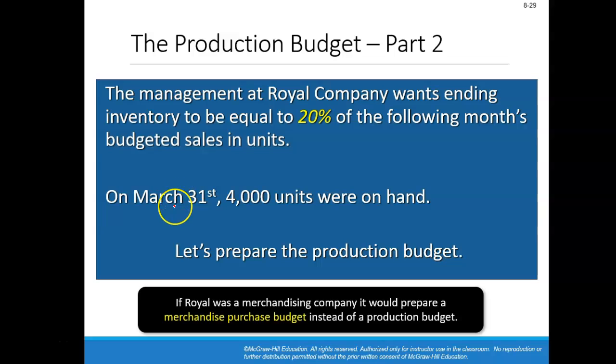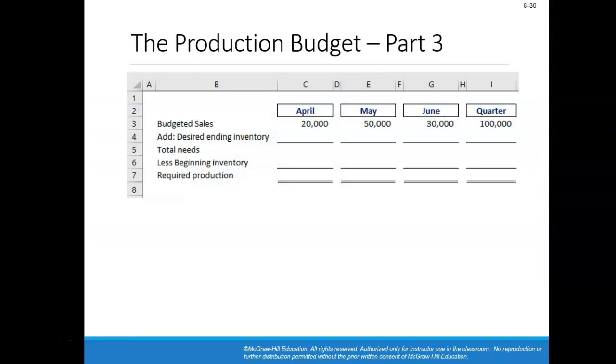So on March 31st, the end of the first quarter, there were 4,000 units on hand. We're now looking at our second quarter production budget, but keep in mind that you're going to begin with 4,000 units remaining from the first quarter. Okay? So here we have our budgeted sales in terms of quantity for the second quarter for the months of April, May, and June.